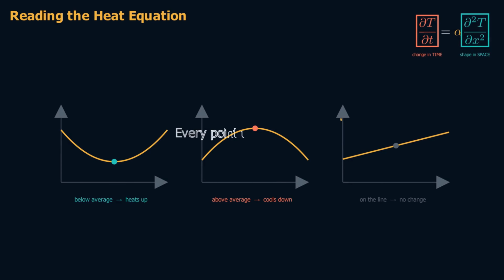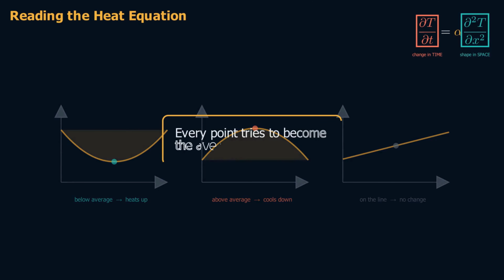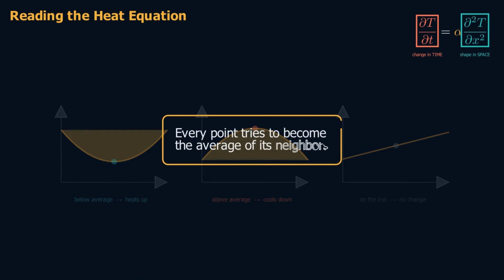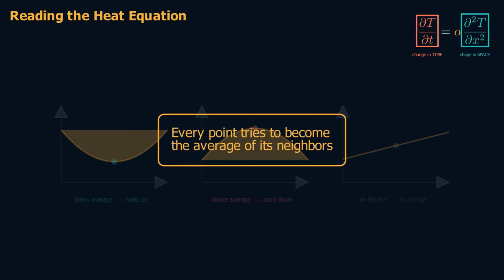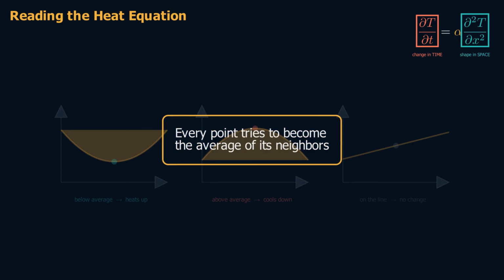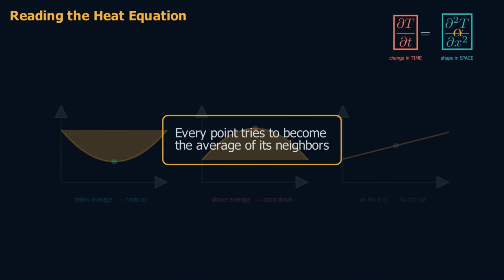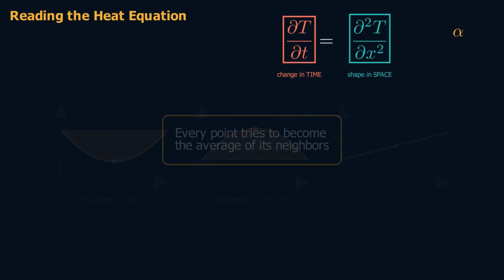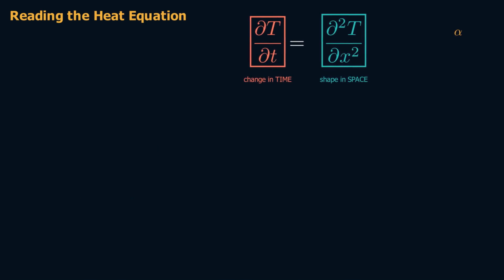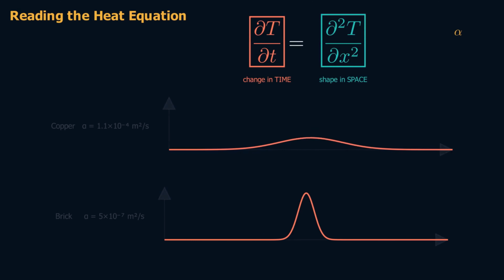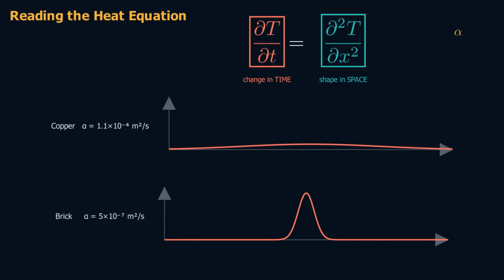So the heat equation, read aloud, says, every point in the rod is constantly trying to become the average of its neighbors. Remember this sentence. It is the entire heat equation, and later in this video, it will become our numerical method too. And the rate of that homogenizing is set by alpha, the thermal diffusivity. A single number that encodes the material. Same initial spike of heat. Copper relaxes fast. Brick relaxes slowly. One number, alpha, and the whole personality of the material is in it.